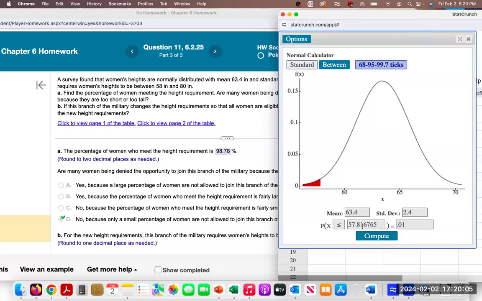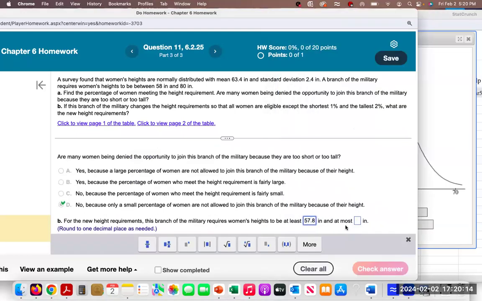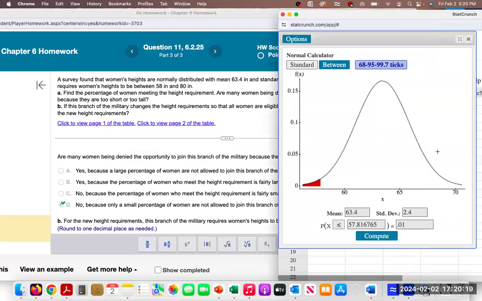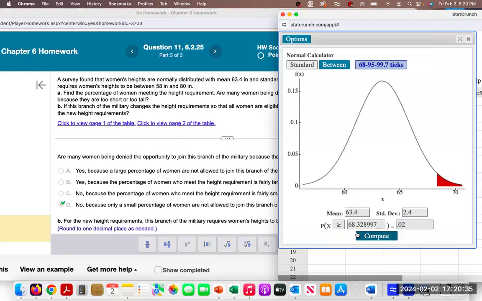This will give us the height with 1% of the total area under the curve to its left. This is the new height, which is 57.8. And for the tallest 2%, we want to find the height with 2% of the total area under the curve to its right. So in order to figure out the tallest 2%, we're going to use greater than, and in the area, it's 2%. So 68.3.